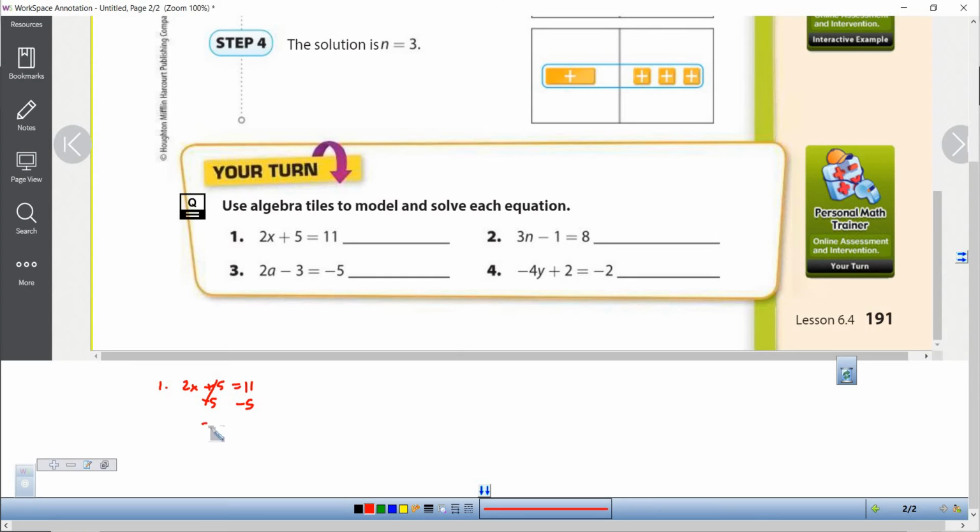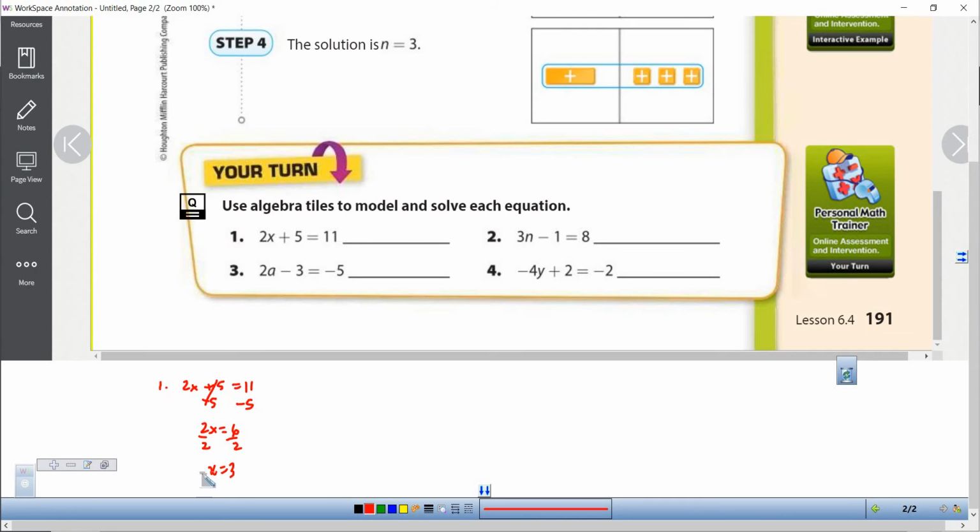Whatever we do, we do to both sides because of those properties of equality. The subtraction property of equality says if you subtract the same thing from both sides, the equation will stay true. By the way, it will also not change the solution. So I subtracted 5. Now I'm going to divide by 2 because I've got 2 times x. The inverse of multiplying by 2 is dividing by 2.